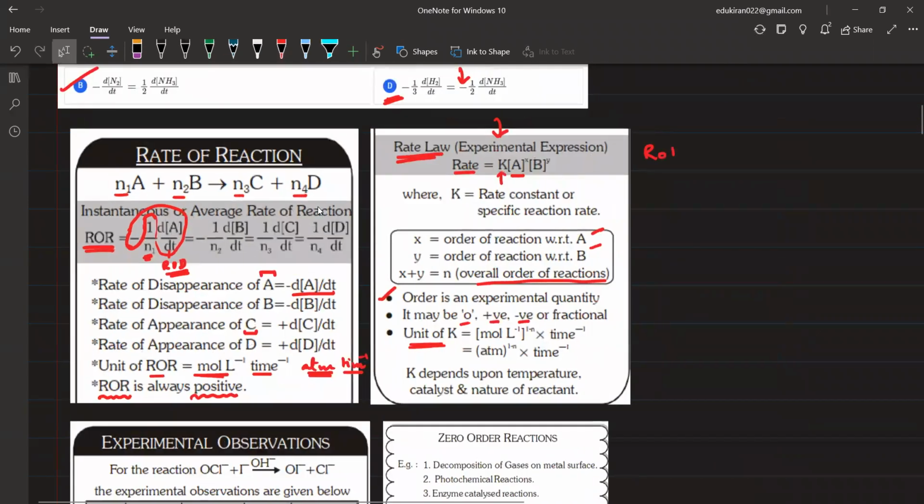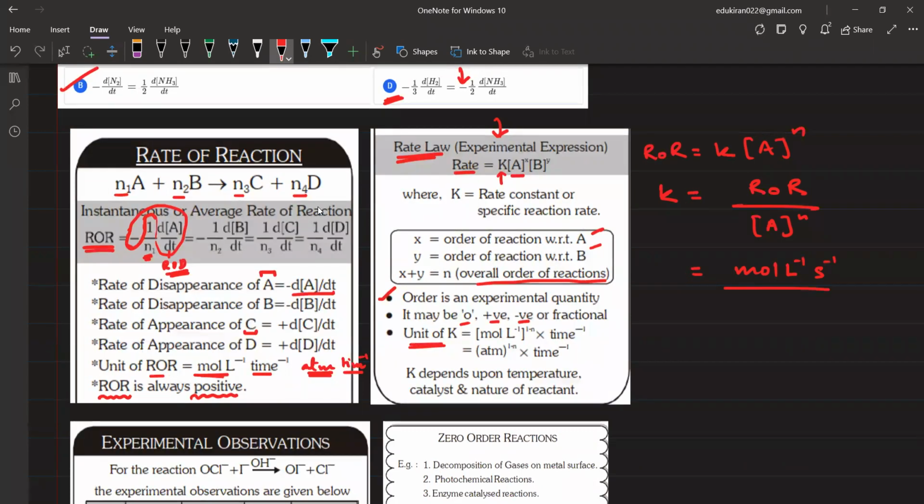The rate of reaction is equal to K into concentration of A to the power of N, where N is the order of reaction. So I can write K is equal to rate of reaction divided by A to the power of N. Now, what is the unit of rate of reaction? It is always moles per liter second inverse, divided by the concentration of A. What is the unit of concentration? It is moles per liter to the power N.